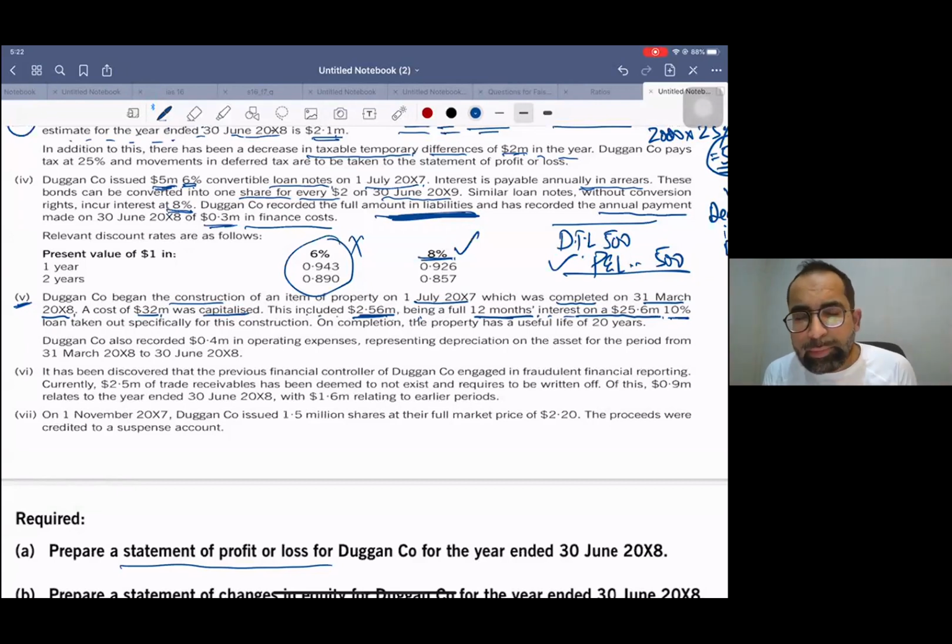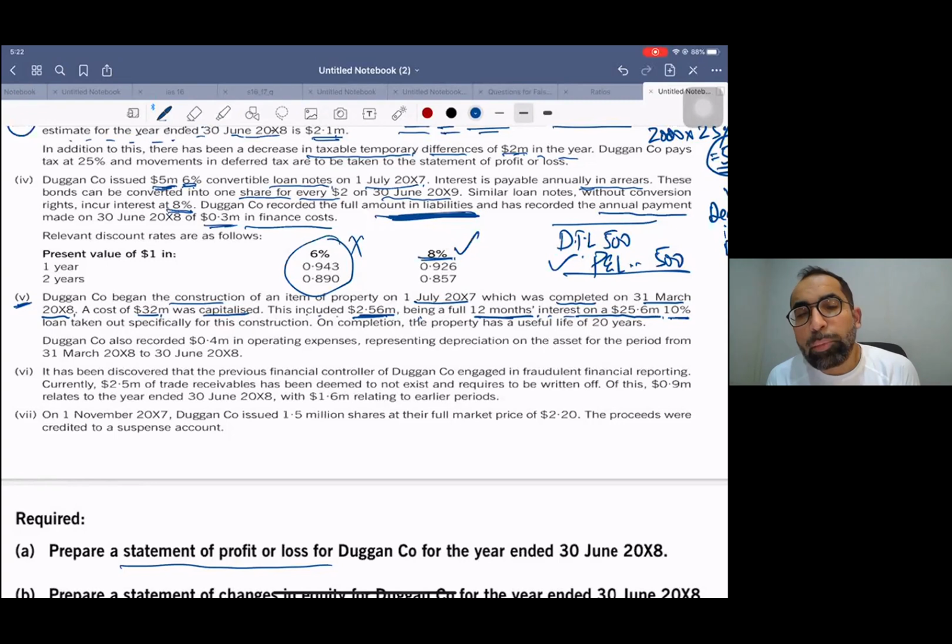This 2.56 million means 2560 interest, and this is for 12 months. So you can only capitalize 9 months, but this guy has capitalized a total of 12 months. So you need to reverse 3 months. You need to put 3 months interest in P&L.